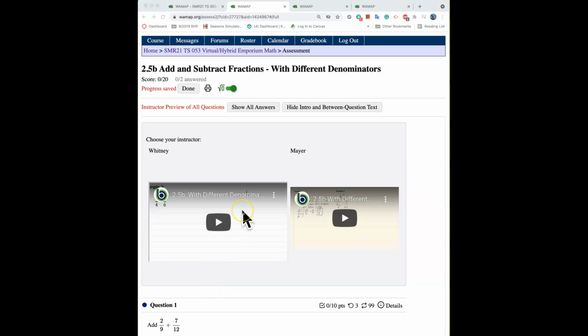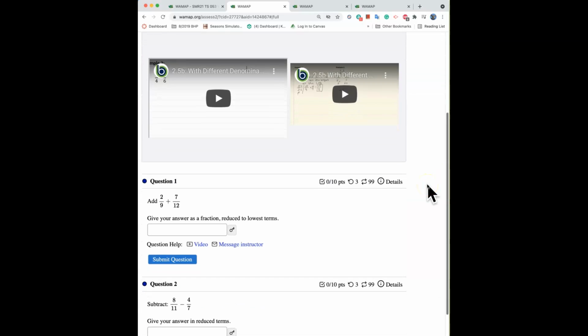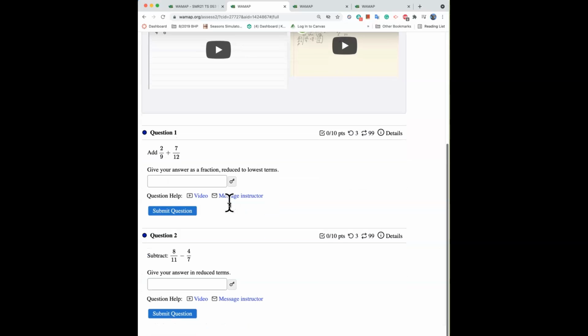Hello everybody. We're going to take a look at adding and subtracting fractions with different denominators. This is section 2.5b of WAMAP. Question 1 is add 2/9 to 7/12. Okay, so we have to convert one or both of these to have the same denominator.